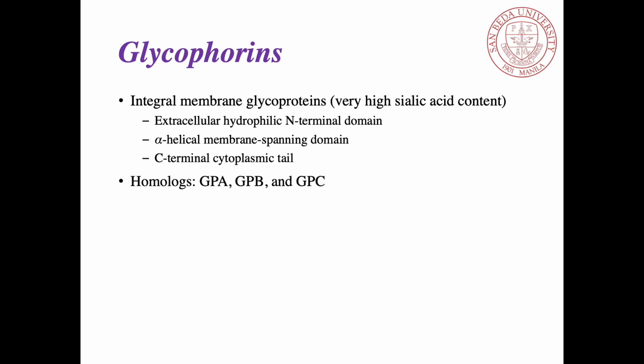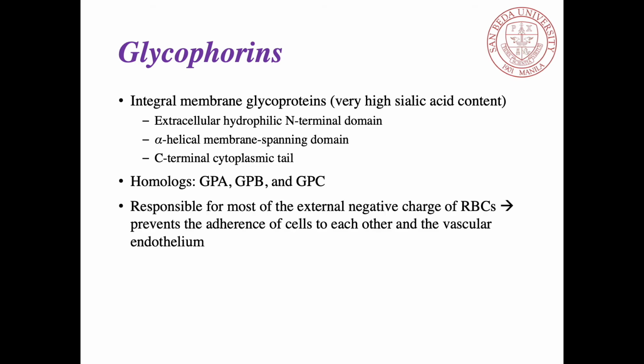Now, glycophorins are of three basic homologs: GPA, GPB, and GPC. Due to the high sialic acid content of the oligosaccharide moieties on the extracellular domain of glycophorins, the overall external charge of RBCs is negative. This is important in preventing their adherence to each other and to the vascular endothelium.